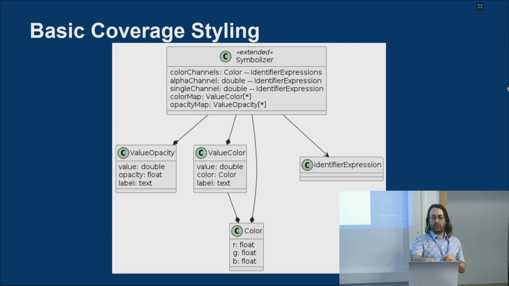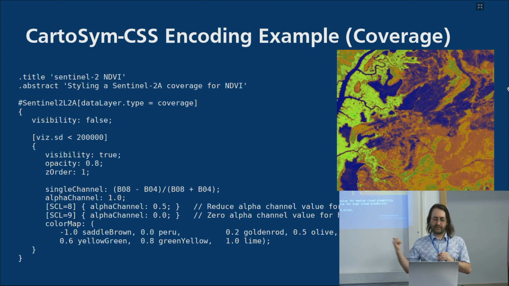Now, if you also support the arithmetic expression requirements class, then you can also do band arithmetic with this. So you can point to a single channel and plug in an NDVI expression directly in your single channel, apply a color map, and style, like, the Sentinel-2 data with NDVI. So I think that's everything here. And this is an example of exactly that.